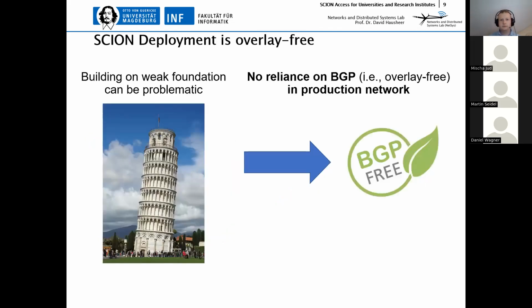Another benefit is that the SCION deployment is entirely overlay free. So rather than building on weak foundations like an overlay deployment, which could be problematic, we have a production SCION network already in place that does not rely on BGP at all, and so is entirely overlay free, and is not facing any issues that can potentially arise from the use of BGP, like, for example, link failures, or also well-known attacks that are run against BGP every day.